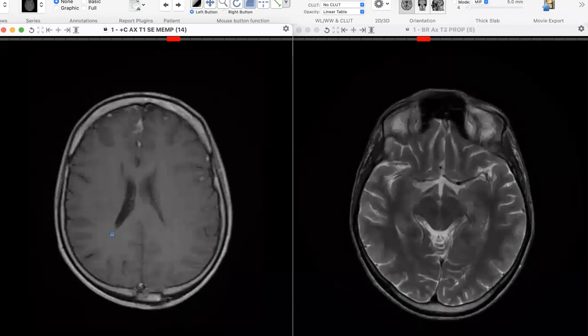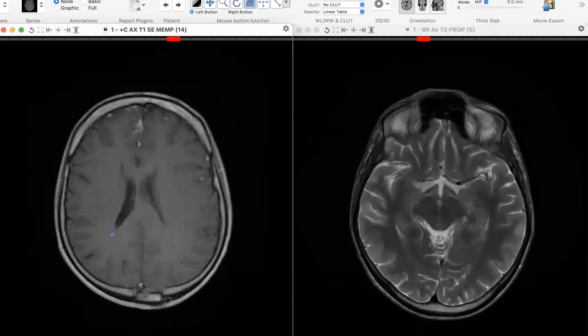Another possibility, herpes simplex encephalitis, must be included. However, this position is not typical for it. It typically involves the temporal regions. But it would also show pachymeningeal enhancement. Sorry, leptomeningeal. Herpes simplex, no, actually not presenting with leptomeningeal enhancement.